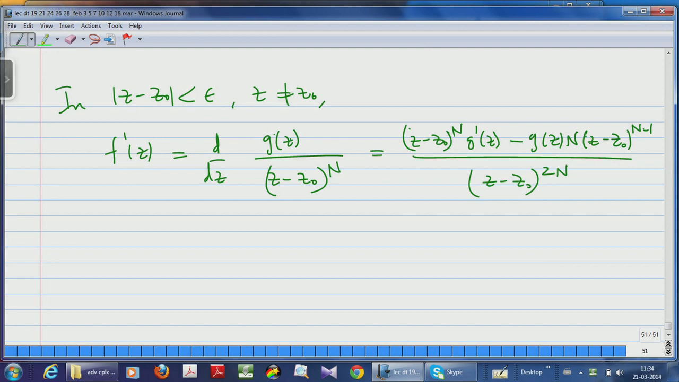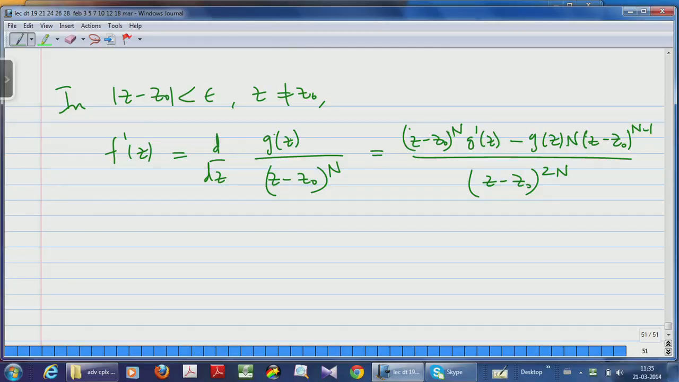As z tends to z naught, because f has a pole of order capital N at z naught, its derivative will have a pole of order capital N plus 1 at z naught. So it is only going to get worse. The limit as z tends to z naught of f dash of z will not exist. In the worst case, if you want it to exist, you can define it to be infinity by thinking of f dash also as a meromorphic function with values in C union infinity. But in any case, it is not a proper limit in the usual sense. You have to include the value infinity.